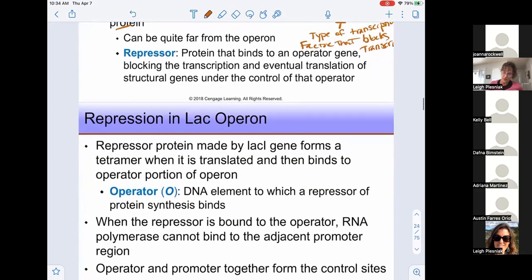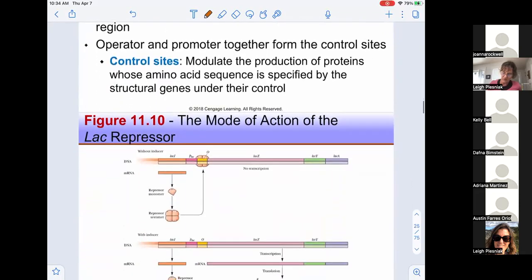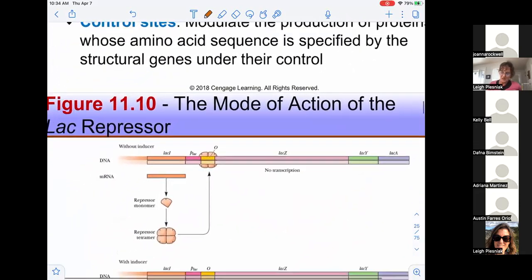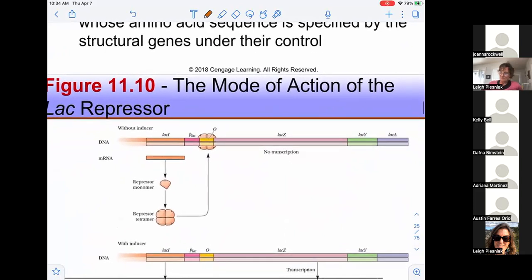Okay, the operator is the sequence of DNA to which the repressor binds. I'm going to show you the cartoon because I think it's easier when you see it. So this is a cartoon of the lac operon. We have the enzymes, the structural genes here. And this is the gene for the repressor protein.